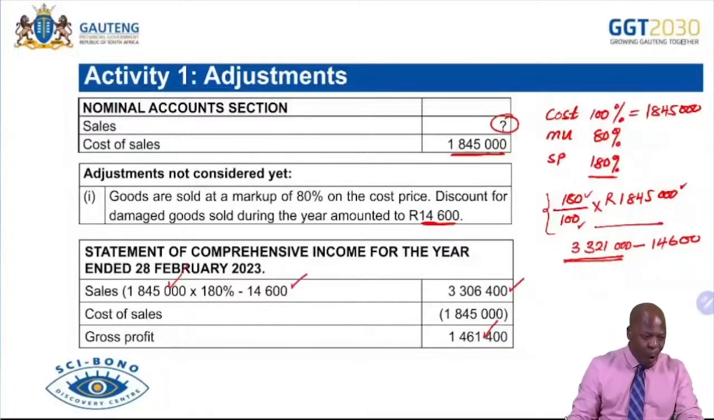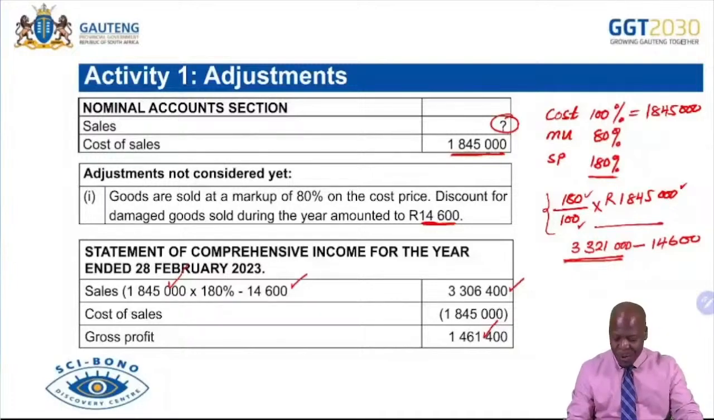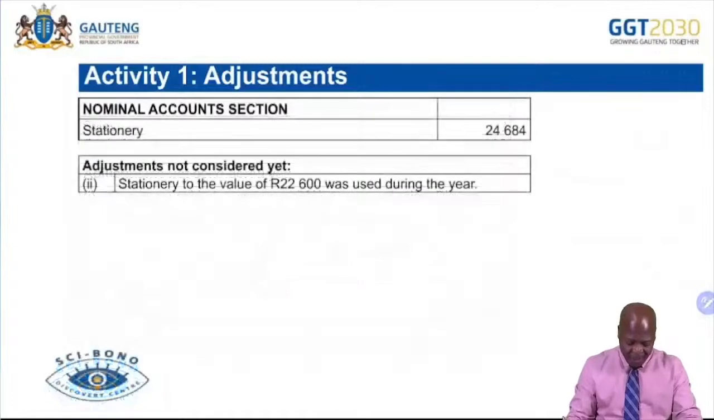Let's go and see how adjustment number 2 looks like. Adjustment number 2. Are you ready? It reads, adjustment number 2. Stationery to the value of 22,600 was used. In this case, they are giving us what was used.